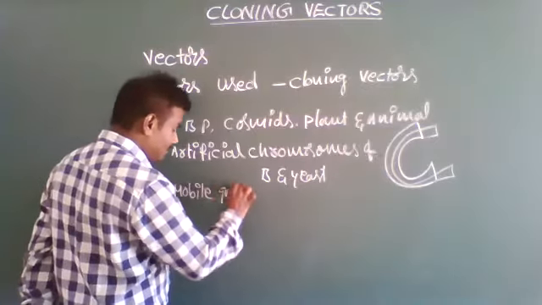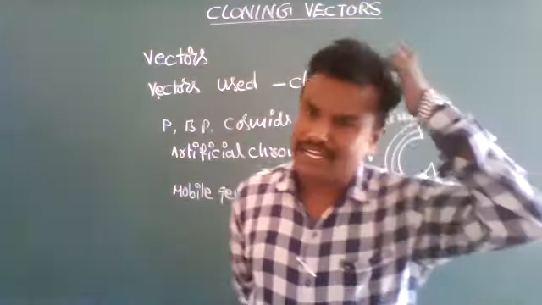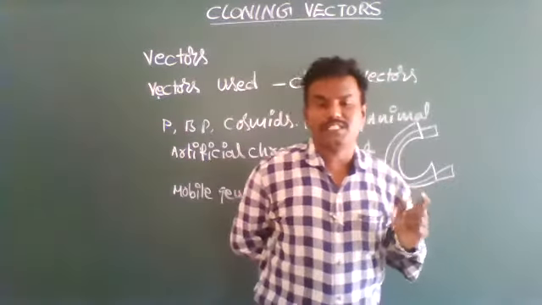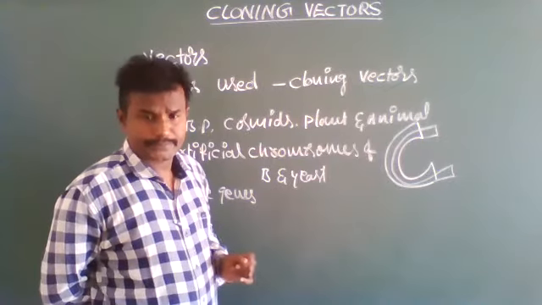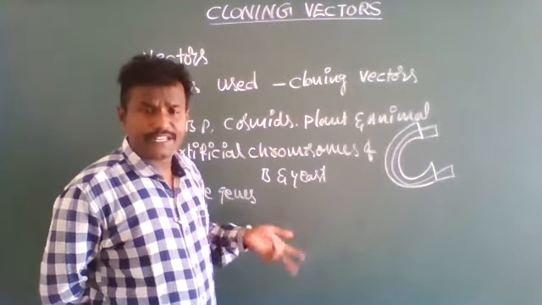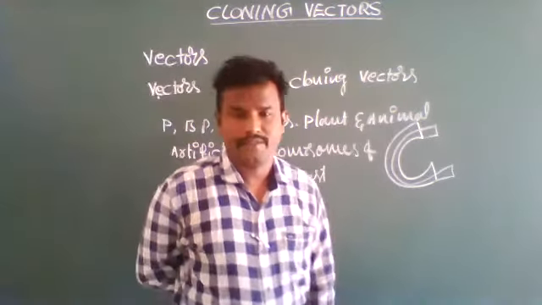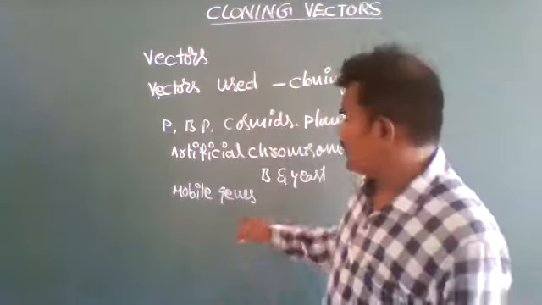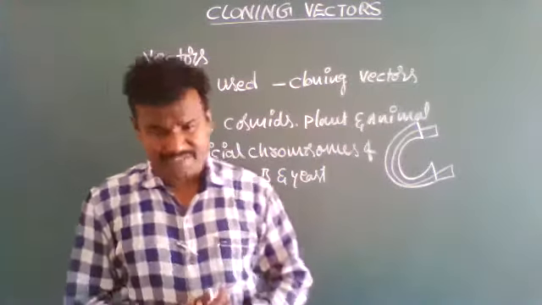Mobile genes are present in some bacteria. Why do we call them mobile genes? Because the DNA sequence often changes from one place to another place. Such genes are called mobile genes. So these are all commonly used vectors.